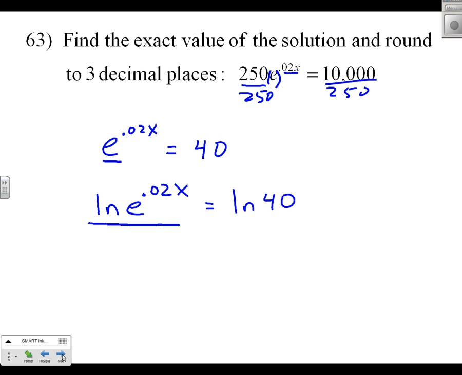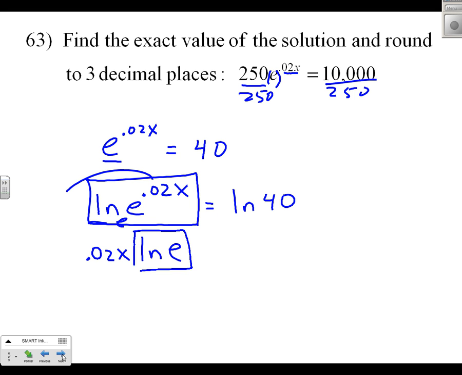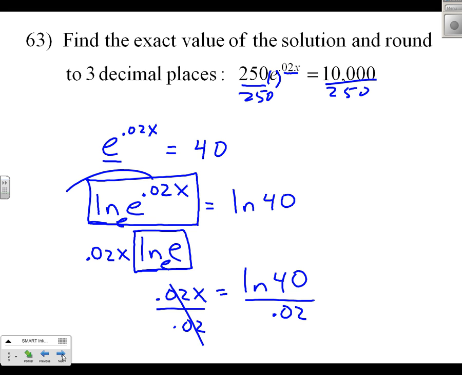But this is the exponent that would turn e into e to the 0.02x. It's 0.02x, or you could pull the exponent out in front, 0.02x ln e, and certainly we ought to recognize what's the exponent that turns e into e^1. So this is ultimately 0.02x equals ln 40. So we divide by 0.02, and there is our solution for x.